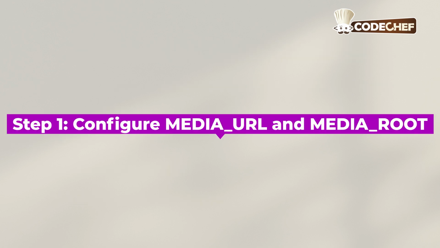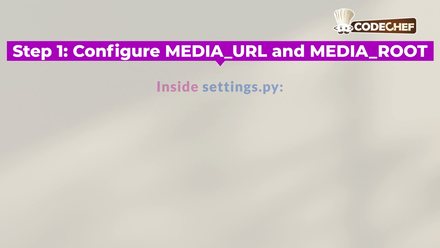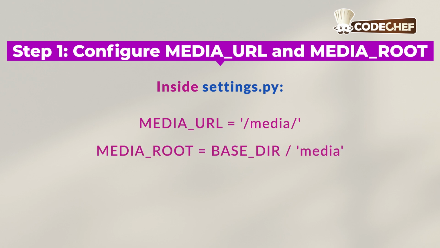The first step is to tell Django where the uploaded files should go. Inside your project's settings.py file, at the bottom, we define two variables. One is the MEDIA_URL, which is the URL prefix that Django uses to serve the media files, and then MEDIA_ROOT, which is a root folder where uploaded files will be stored.